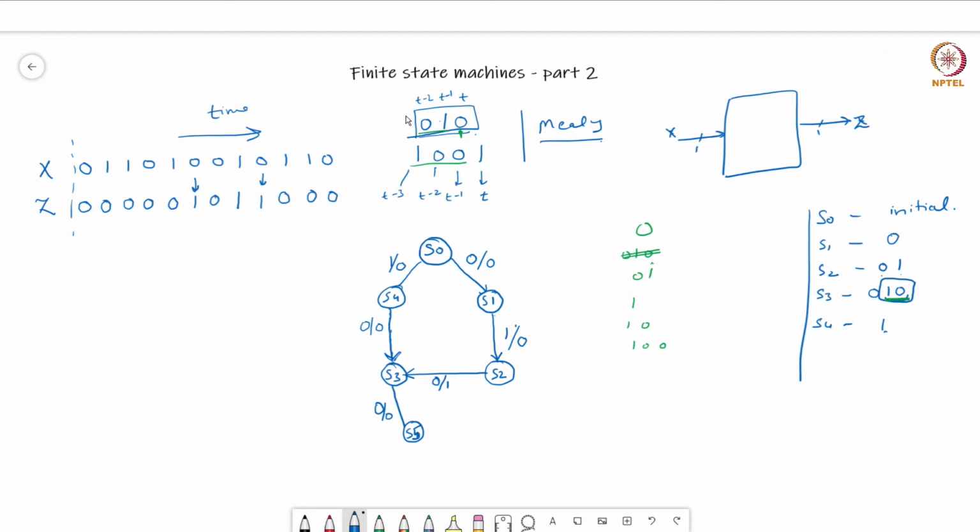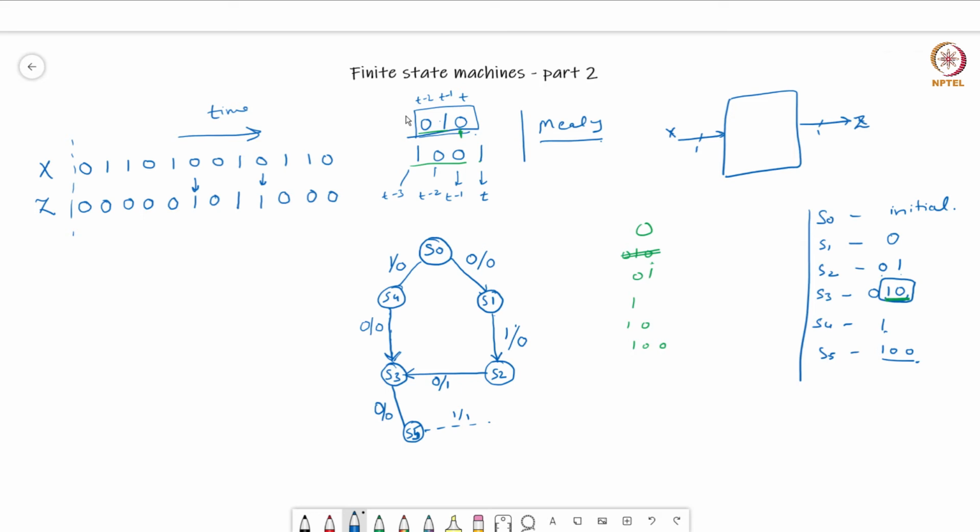Now the state is S5, and from S5, if the input is 1, then we are sure that the output is going to be 1. But to which state should we go? Let's write it here also. My S5 means that it remembers 1 0 0. So out of these, if it is 1, then what is the most useful thing?